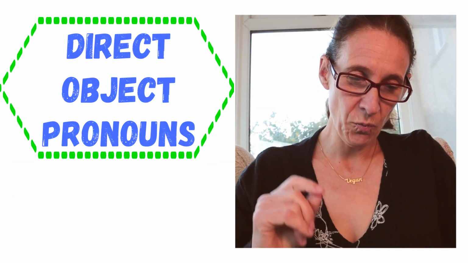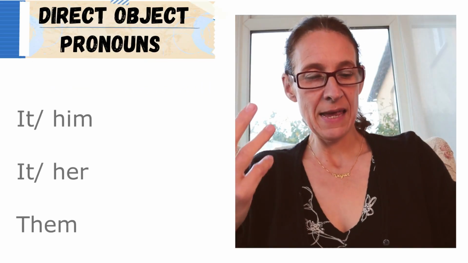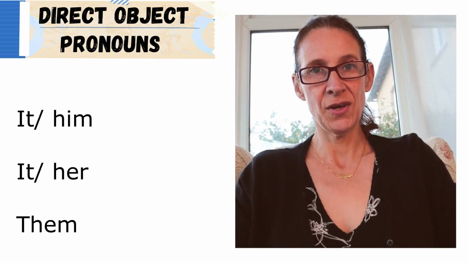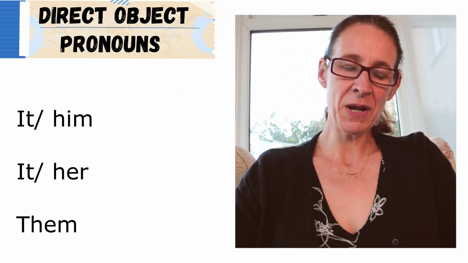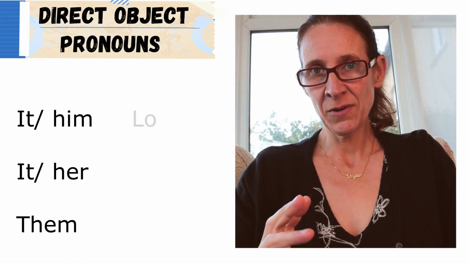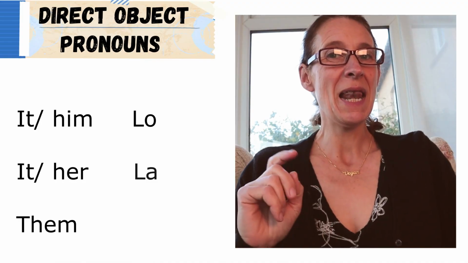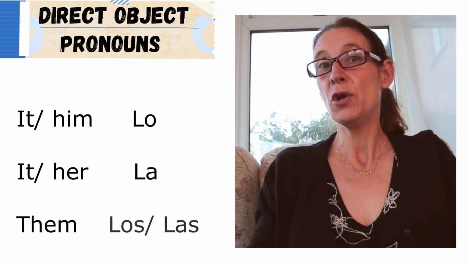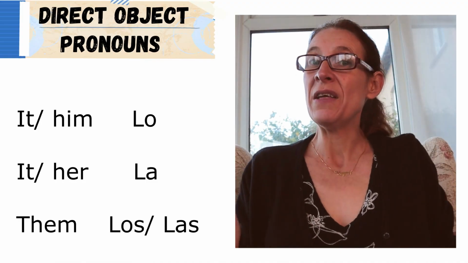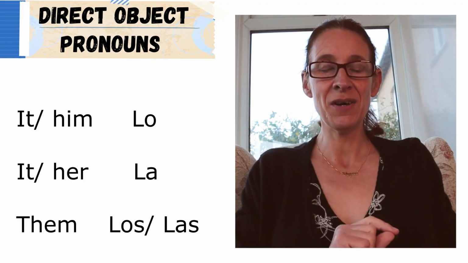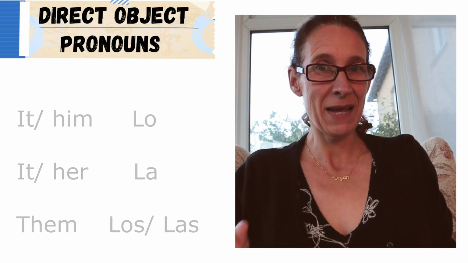We start with, what are they? Words like it, him, her and them. En español, it or him could be lo, it or her could be la, and them could be los or las. So we're looking at the gender and the number of the noun that we're replacing.